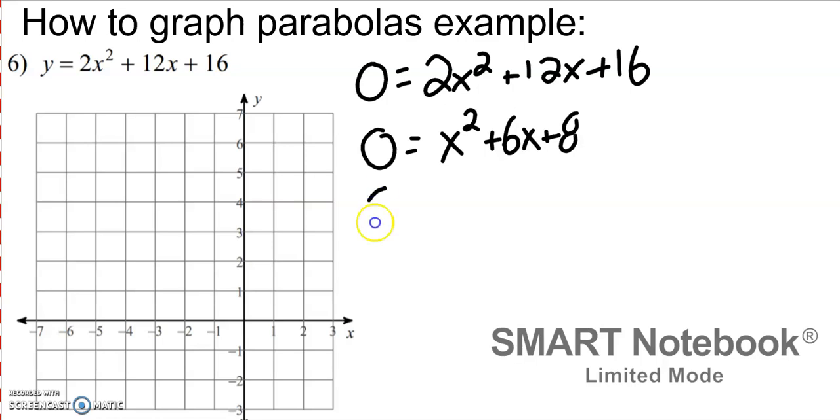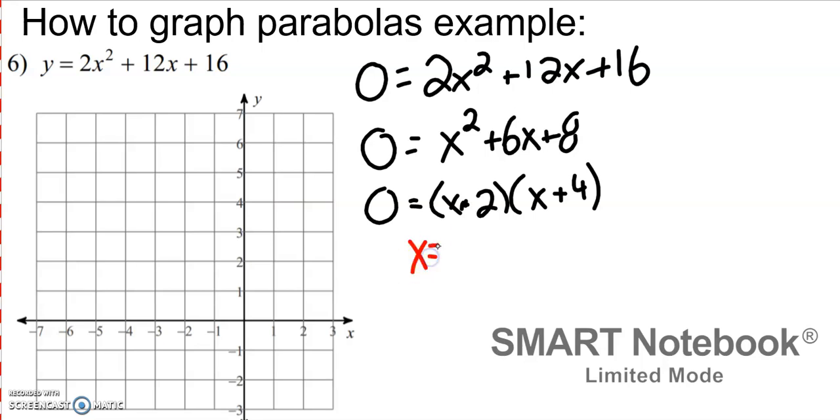2 and 4. We're going to have 0 is equal to x plus 2 times x plus 4. I got ahead of myself there. So now we want to solve for x. We have x plus 2 is equal to 0, so that means x has to be negative 2, and x plus 4 is equal to 0, so x is going to be equal to negative 4. So let's graph that. Well, we want to graph the x-intercepts. We have negative 2 and negative 4.